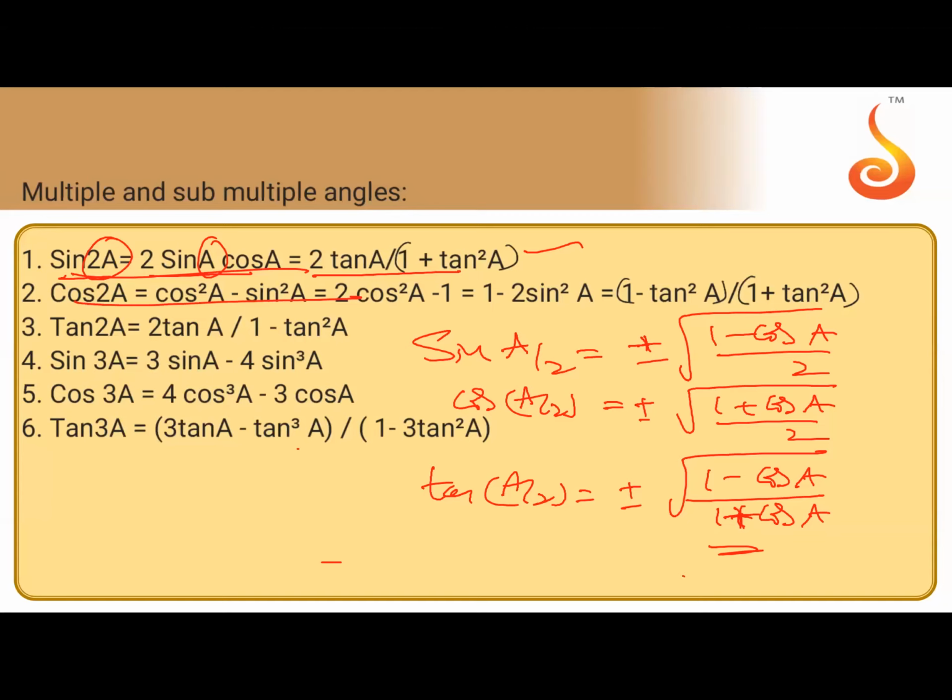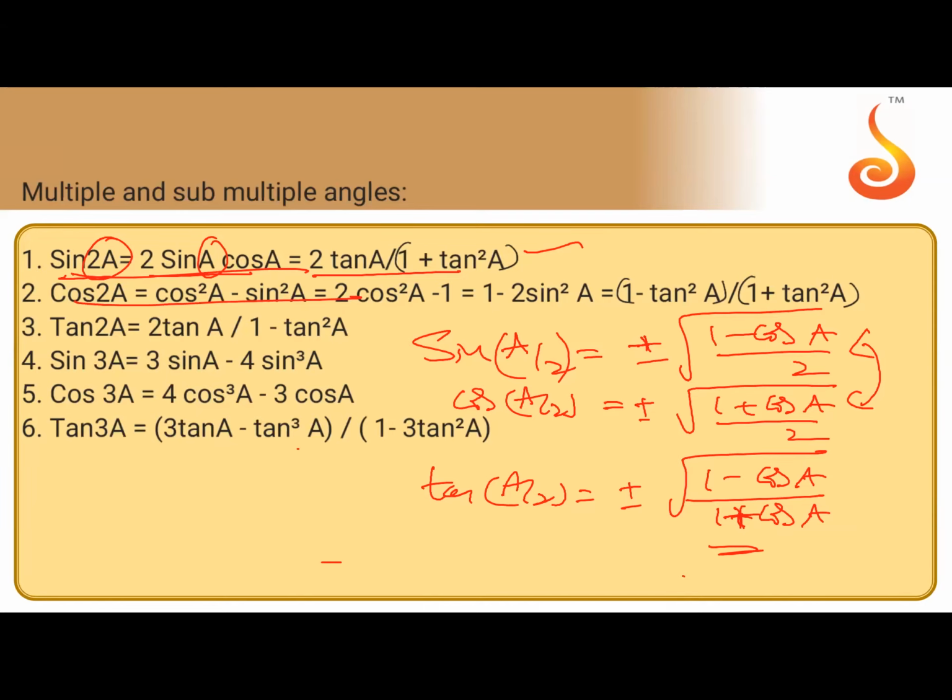Sin a by 2 is plus or minus root over 1 minus cos a by 2, cos a by 2 is root over 1 plus cos a, whole divided by 2. Tan means divide both. If you divide both, 1 minus cos a by 1 plus cos a comes. Those are the half angle formulas. You can also take tan a by 2 as 1 minus cos a by sin a, no problem. You can rationalize and you'll get the same thing only.